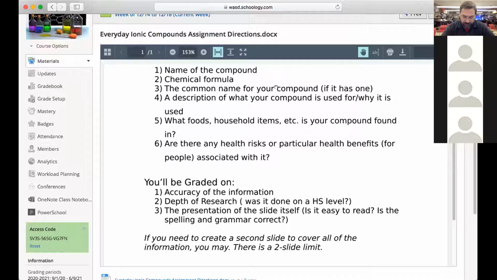Anyway, so what's the common name? What's it commonly used for? What kind of foods or household items is it in? And are there any health risks?